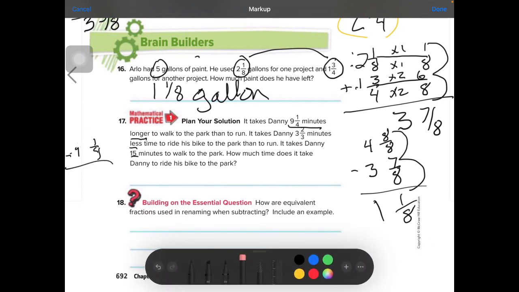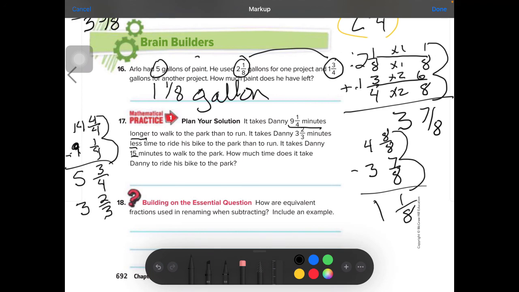Of course, we need to rename 15, so it's a little bit nicer to play with, to 14 4/4. Okay, now we can subtract that a little bit easier. So 4 minus 1 is 3/4. 14 minus 9 is 5. Now we need to subtract the 3 2/3 minutes.